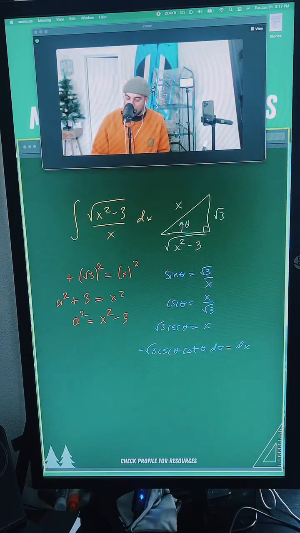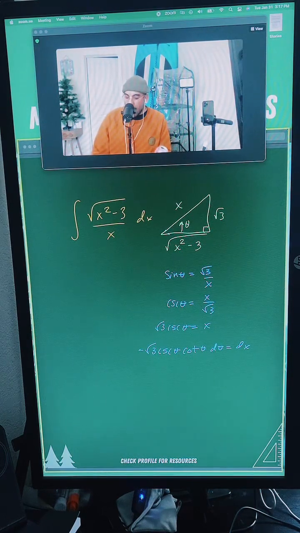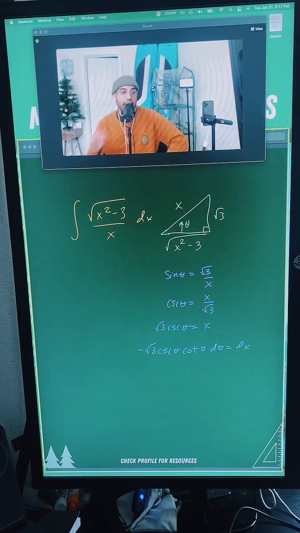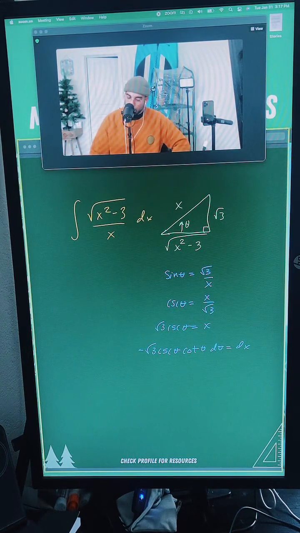So again, it's all about just messing around with this. Some people have shortcuts and they say, oh, when it looks like this, just use secant. I don't like to remember them. I honestly just like to draw them out. It's much easier for me. But anyway, this is going to prove helpful because now we just need to find how to rewrite this, the root x squared minus 3.